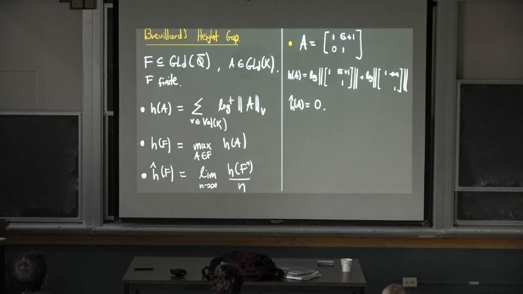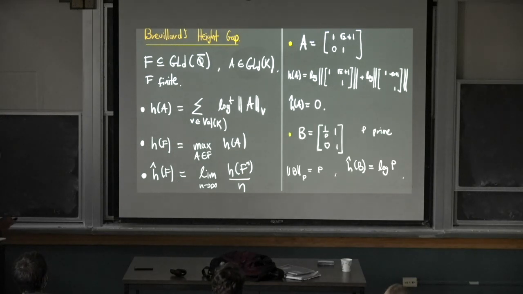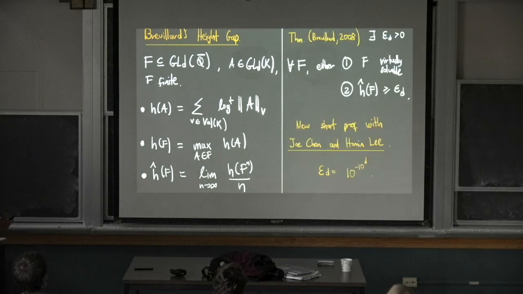And so what Emmanuel Breuillard proved is the following theorem: there exists some epsilon such that for any finite set of matrices, either the group they generate is virtually solvable, so that means it's a very easy group to understand algebraically, or the height of this set is bigger than epsilon.